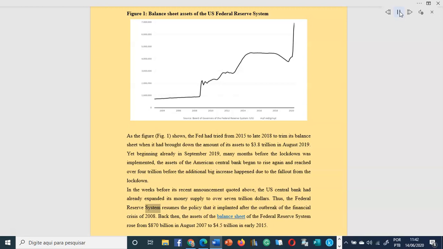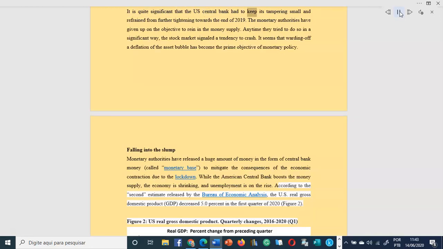Thus, the Federal Reserve System resumes the policy that it implemented after the outbreak of the financial crisis of 2008. Back then, the assets of the balance sheet of the Federal Reserve System rose from $870 billion in August 2007 to $4.5 trillion in early 2015. It is quite significant that the U.S. Central Bank had to keep its tapering small and refrained from further tightening towards the end of 2019. The monetary authorities have given up on the objective to rein in the money supply. Any time they tried to do so in a significant way, the stock market signaled a tendency to crash. It seems that warding off a deflation of the asset bubble has become the prime objective of monetary policy.